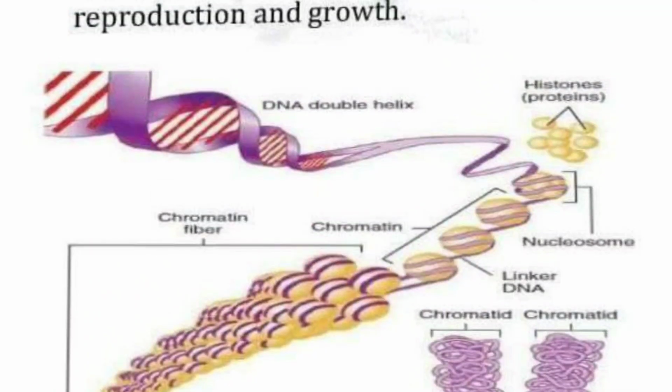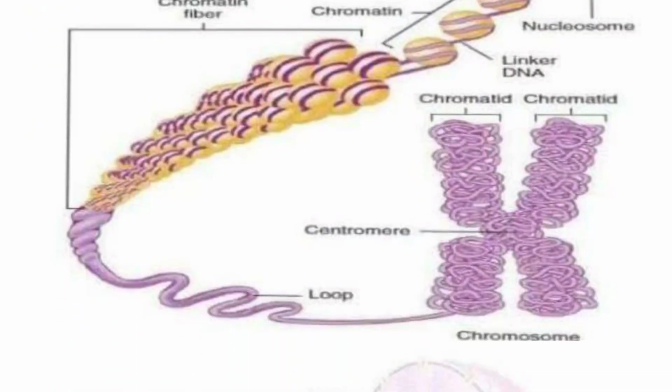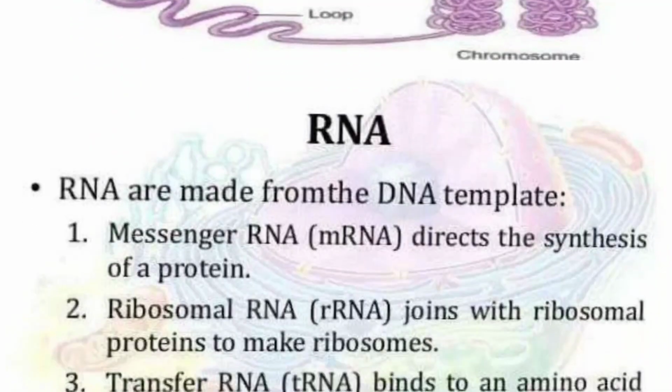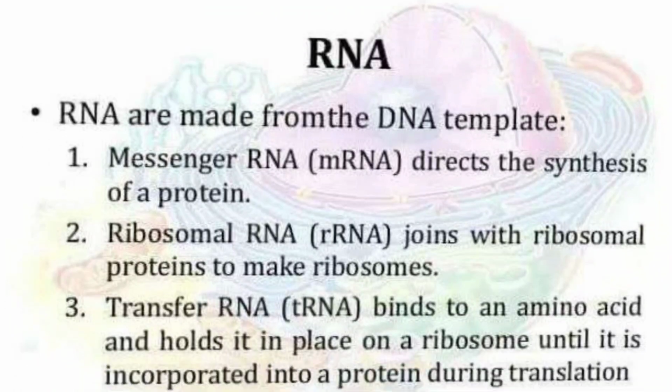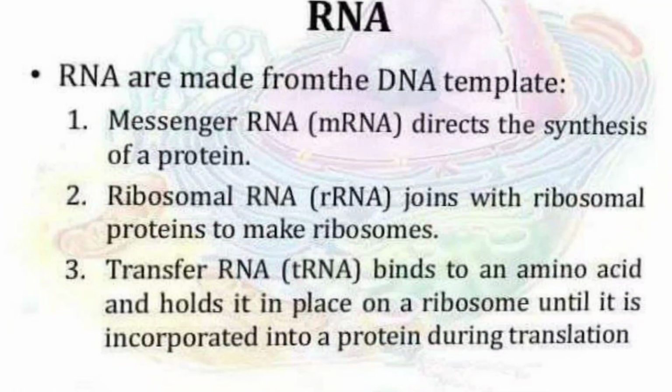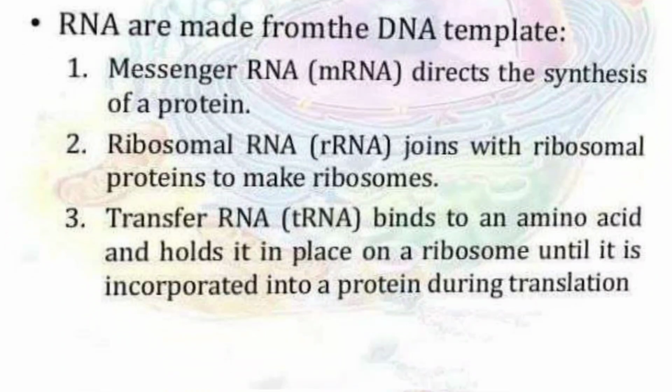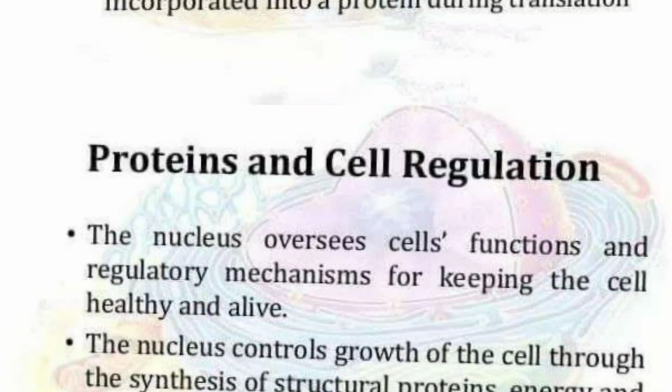DNA double helix. RNAs are made from the DNA templates. Messenger RNA directs the synthesis of protein. Ribosomal RNA joins with ribosomal protein to make ribosomes. Transfer RNA binds to an amino acid and holds it in place on a ribosome until it is incorporated into protein during translation. Protein and cell regulation.